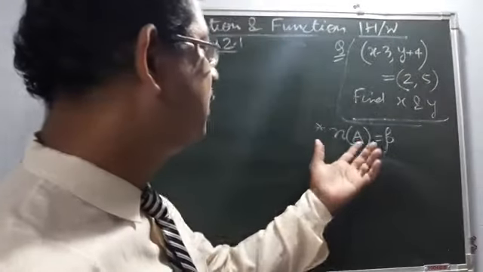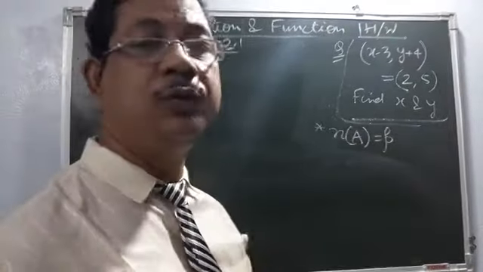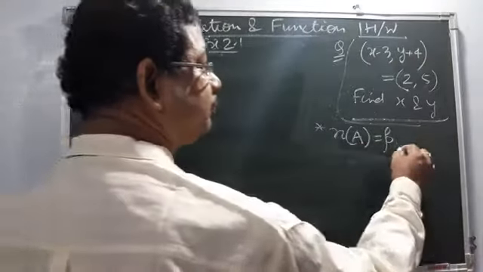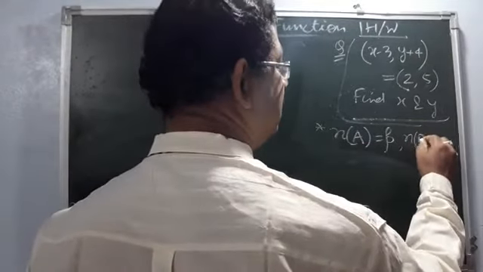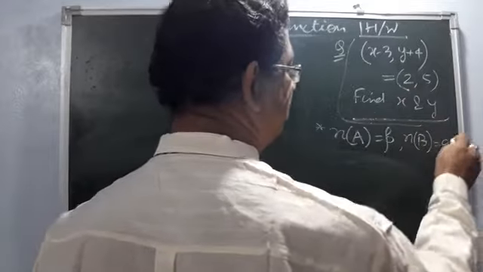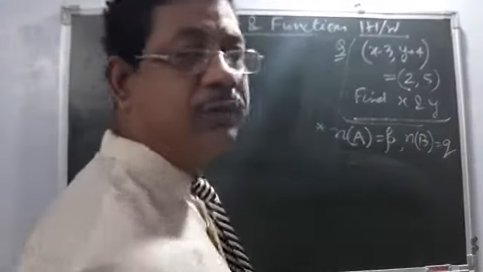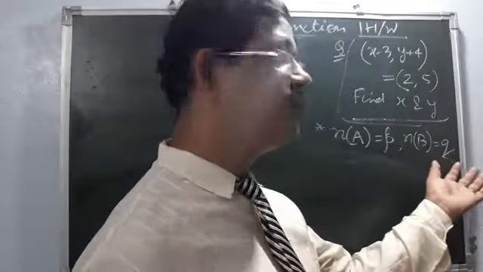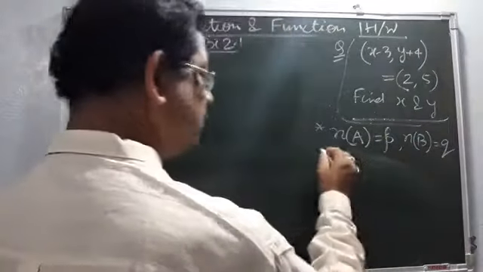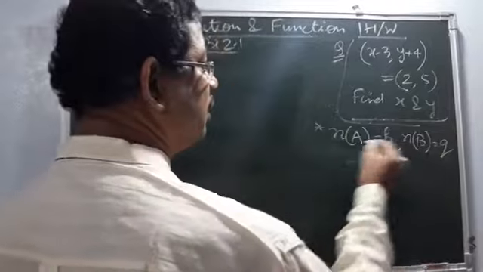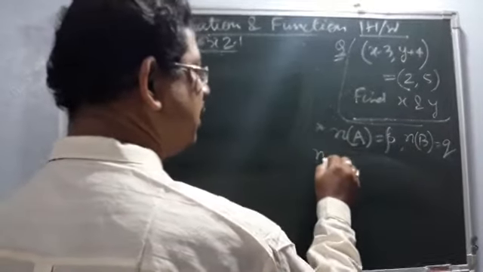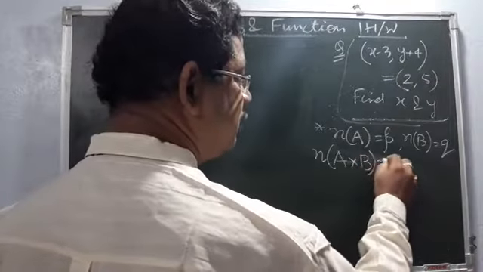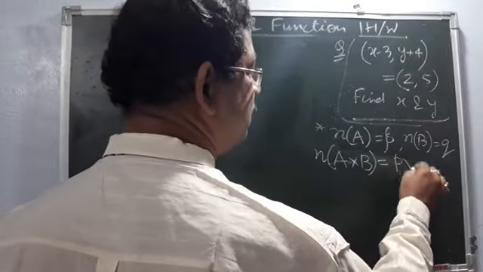So let's continue. n(A) is equal to P, means set A contains P number of elements. n(B) is equal to, suppose, Q number of elements. Just like the number of elements in set A is suppose 4, and the number of elements in set B is Q, suppose a real number like 10. Then the number of elements in the Cartesian product should be equal to P into Q.